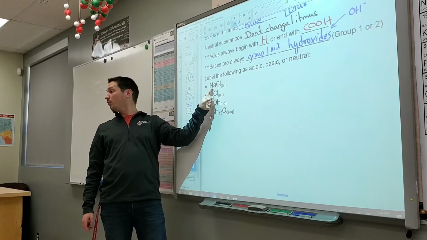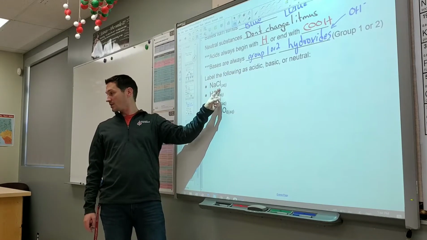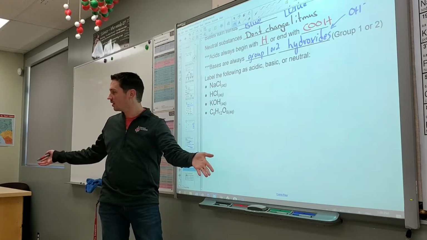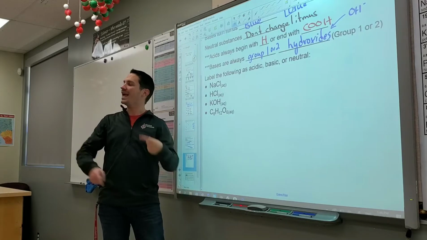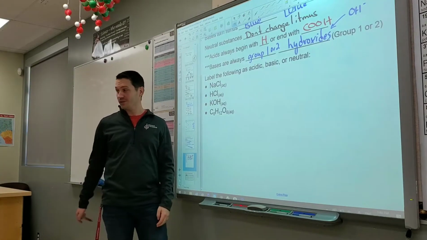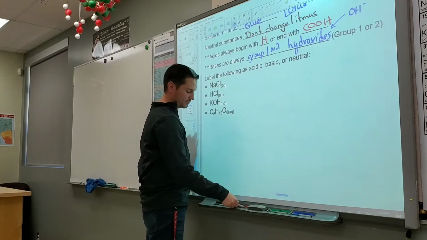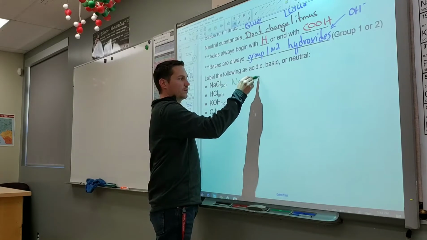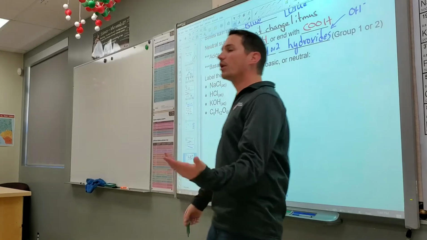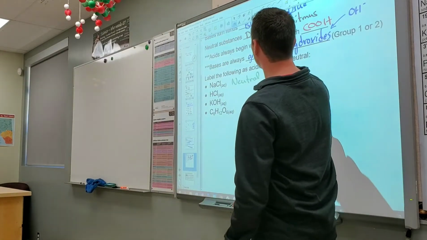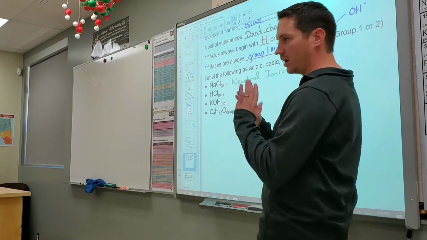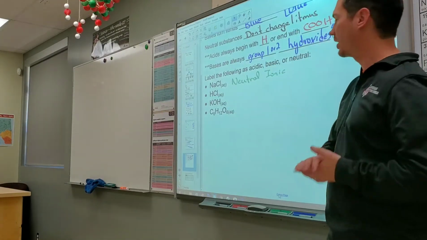Is it a group 1 hydroxide? No. It has to be both of those things, right? A group 1 or 2 and hydroxide. So what is it? It's neutral. And we're going to call it neutral ionic, okay? Because we're going to discriminate between ionic and molecular.